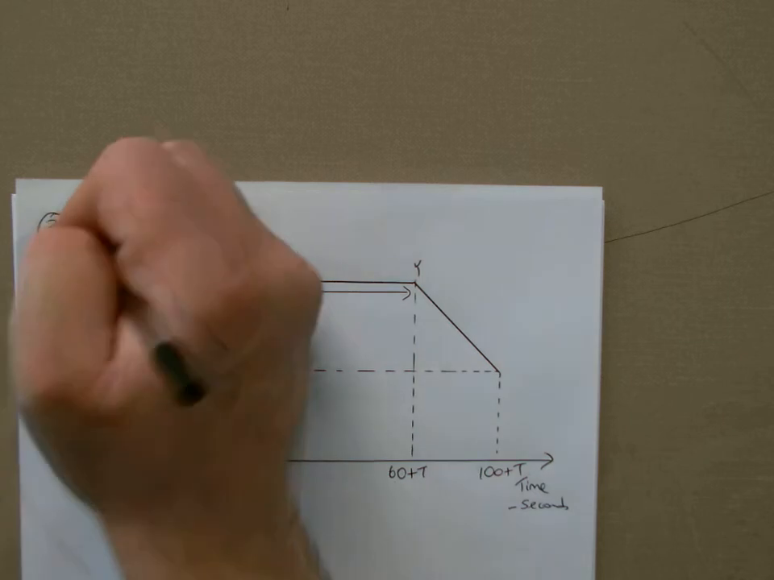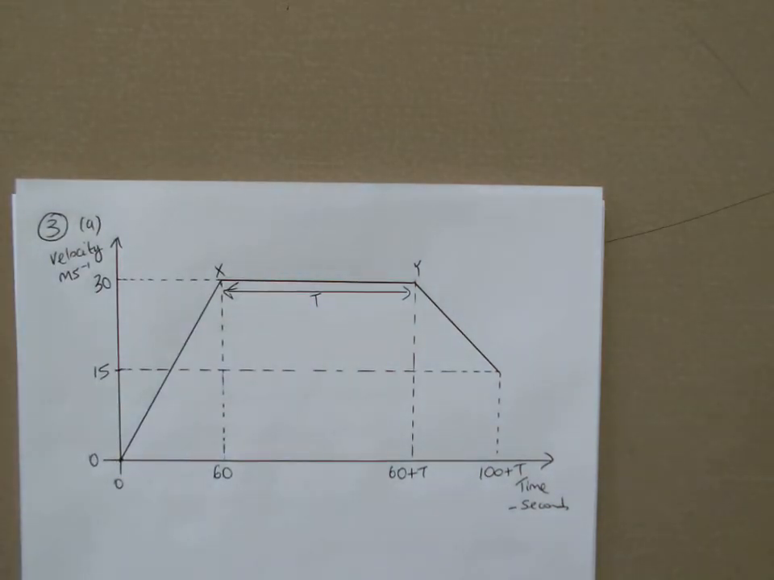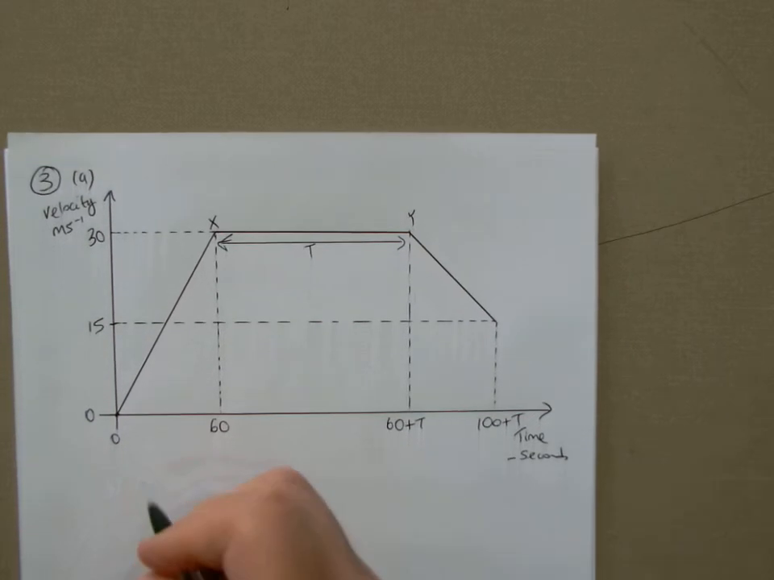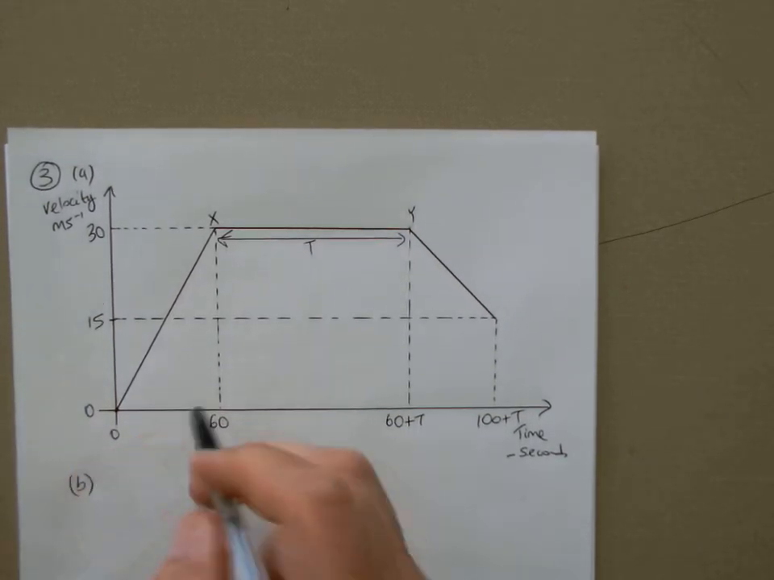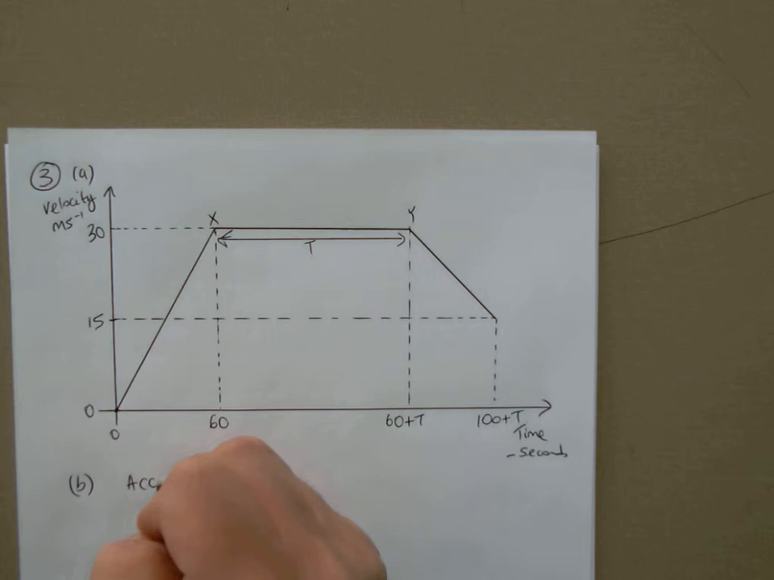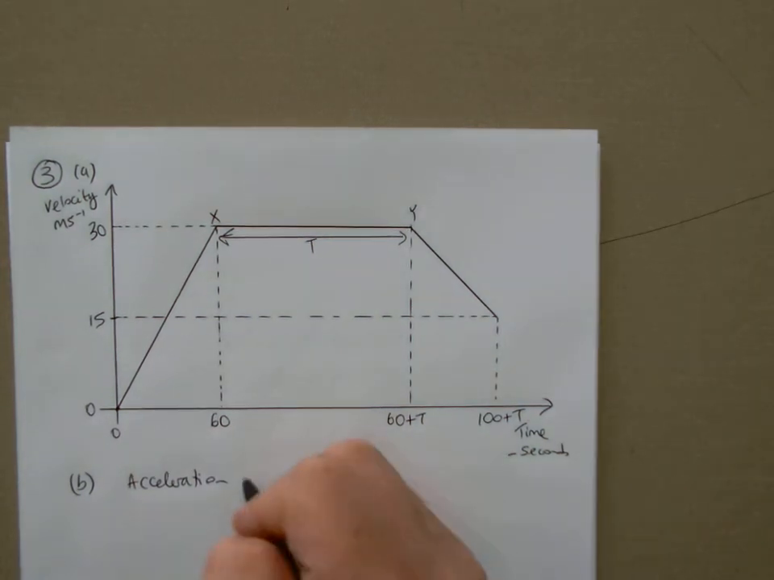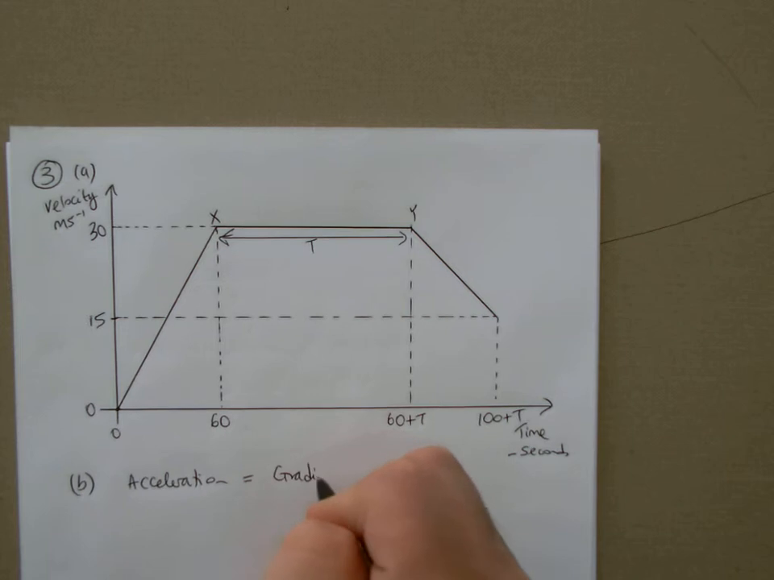Part A is done. So part B then, it says find the acceleration of the train and the distance travelled by the train. So for the acceleration, remember the acceleration, quite simply, is the gradient. It's the gradient, how steep this is.